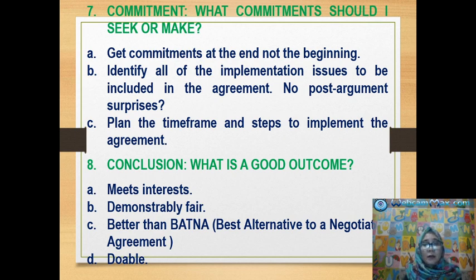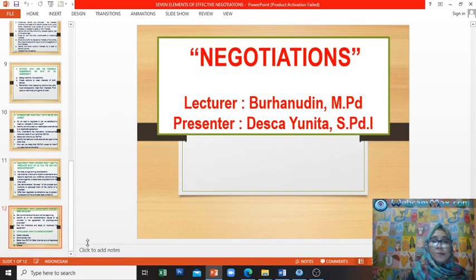So, what is the conclusion? What is a good outcome? A. Meet interests. B. Demonstrably fair. C. Better than but not worse than the best alternative to a negotiated agreement. And the last one, D. Goal. Okay, that's all my presentation.